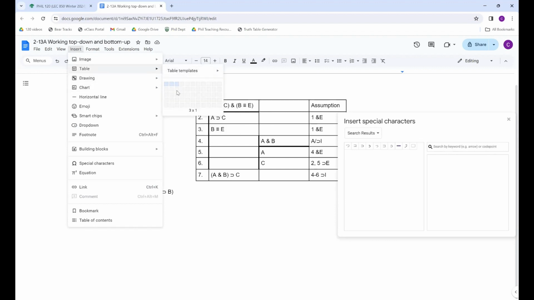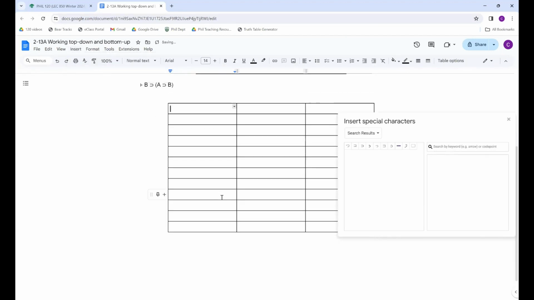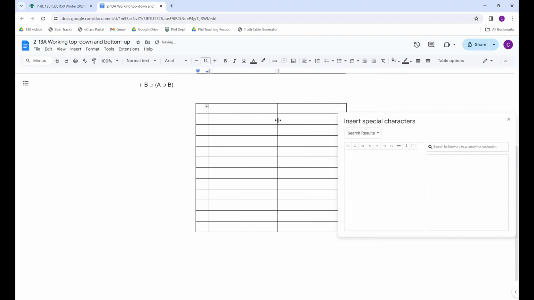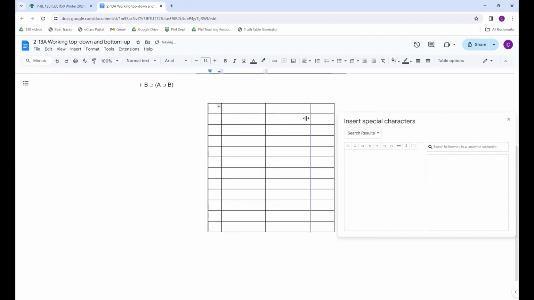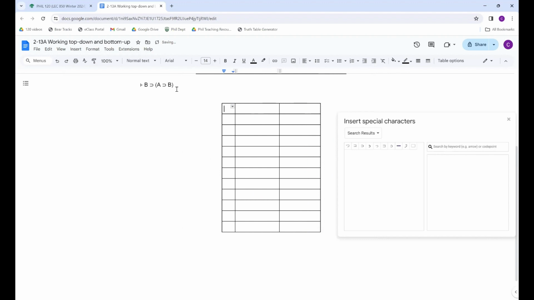Again, we'll need our usual 3 rows, and we'll just go with, I don't know, a dozen lines. I'm just sort of picking a number more or less at random here. Okay. Now, since this is a theorem, we have no primary assumptions to start with at all. So we don't have anything to write into the first line of this table.